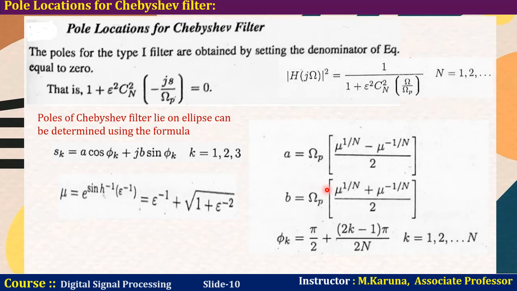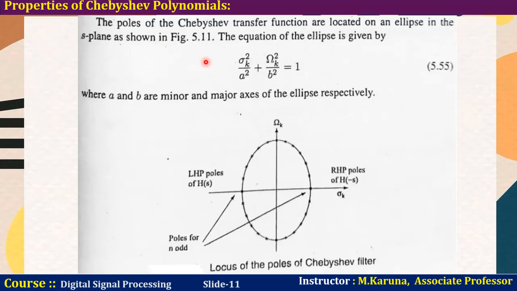We have to design Chebyshev filter by following some given steps. In that case, we have to remember these formulas. Let us see how the poles of Chebyshev filter are located on an ellipse in S-plane. All of you observe. So poles lie on the ellipse. Here a and b are the minor and major axis of the ellipse respectively. The x-axis is sigma k, y-axis is omega k. These are the poles for n odd. We can say this is the locus of poles of Chebyshev filter. It is just given for your understanding of how poles are located on the ellipse.